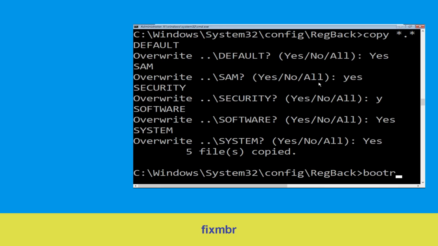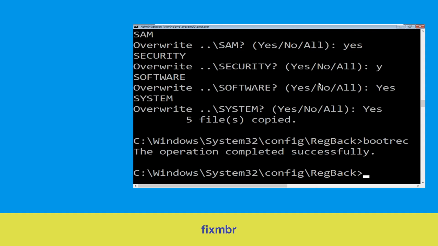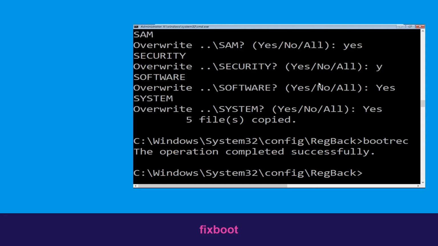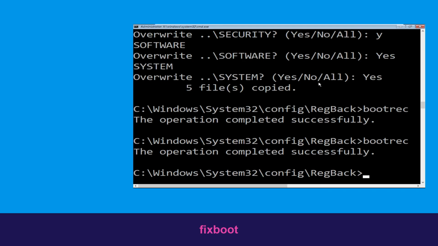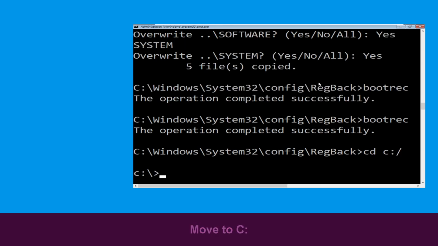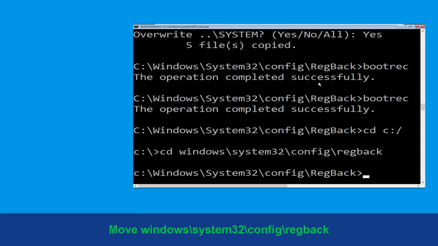Now type bootrec /fixmbr and hit enter to execute the command. Type bootrec /fixboot and hit enter. Now execute this command cd C:\. Now type this command cd Windows\system32\config\regback and simply hit enter to execute the command.